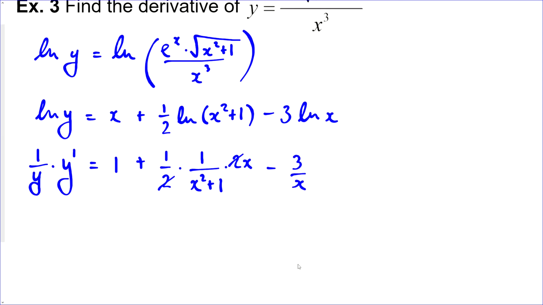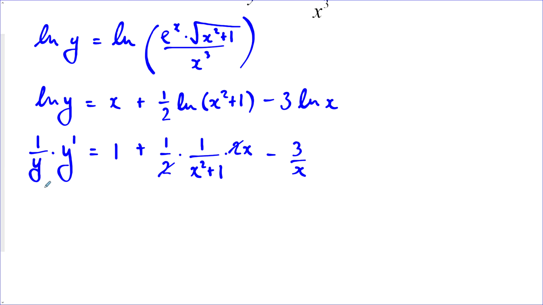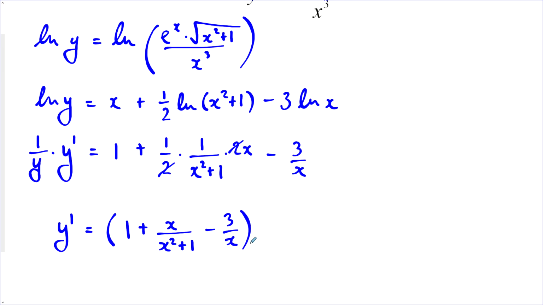Now we need to multiply both sides by y. So we get y prime is equal to, we'll put all these ones in brackets, 1 plus x over x squared plus 1 minus 3 over x, and then times y, which is our original, that would be this thing here, times e to the power of x square root of x squared plus 1 over x cubed.